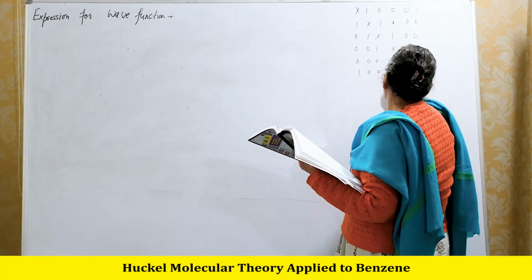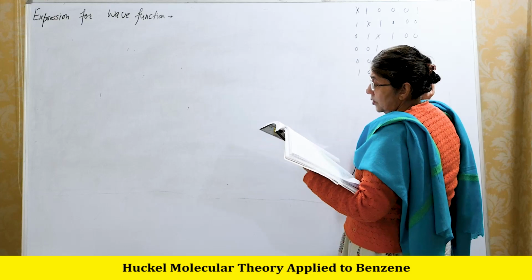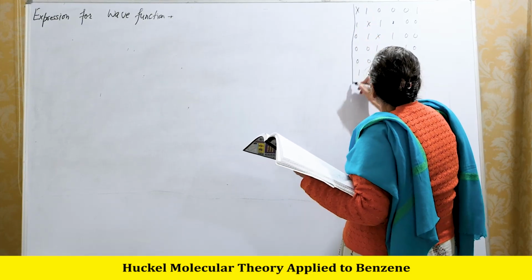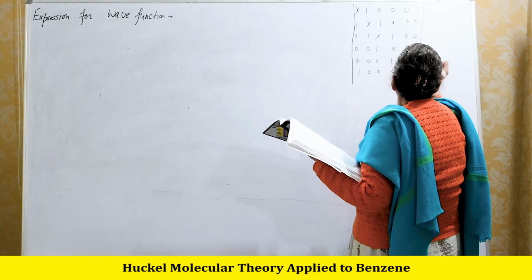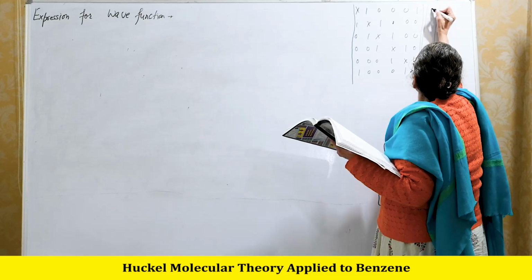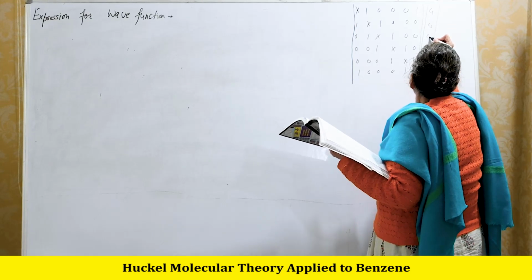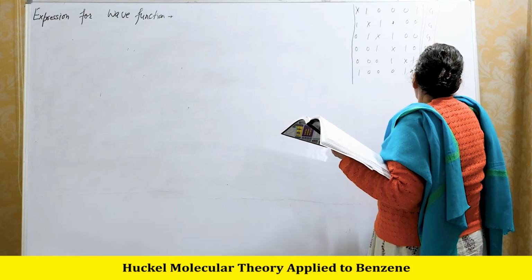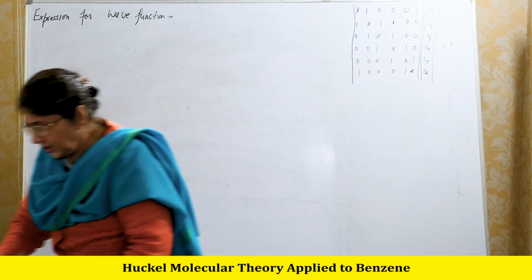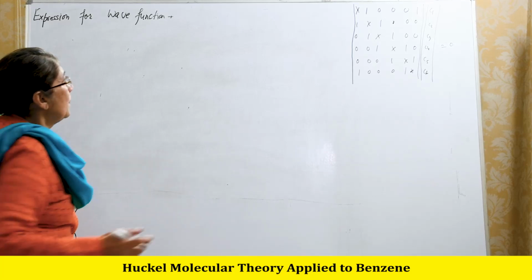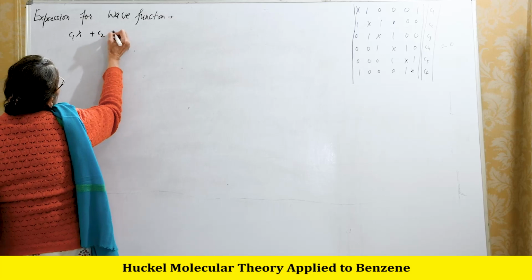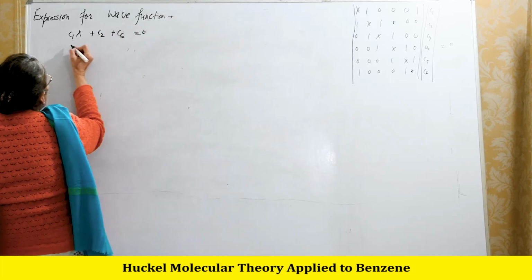And the last row 1 0 0 0 1 x. This is the matrix, multiplied by this column C1, C2, C3, C4, C5 and C6, and we get 0. So when we multiply these, we get the equation C1x plus C2 plus C6 is equal to 0.